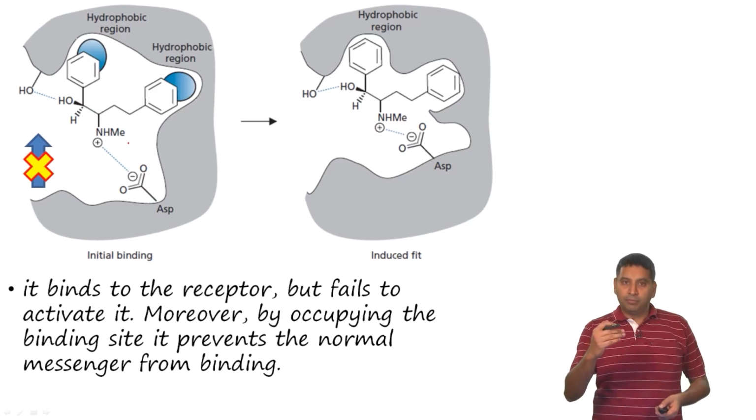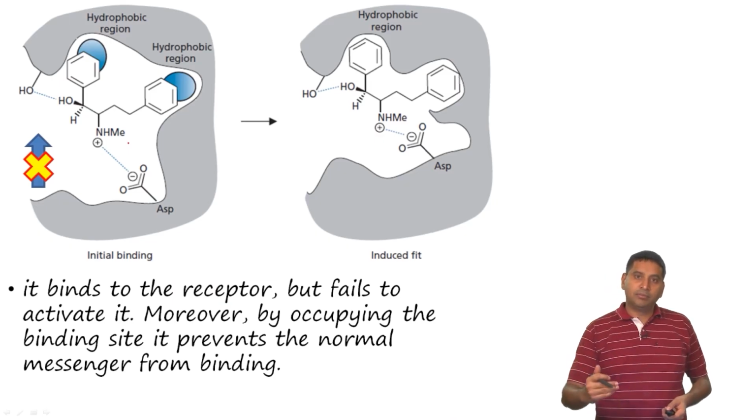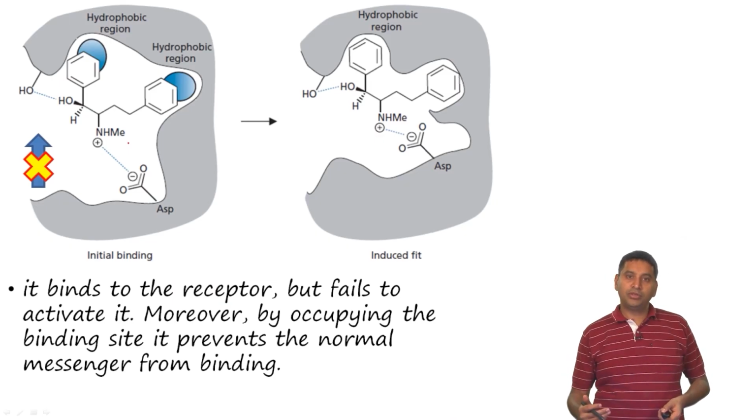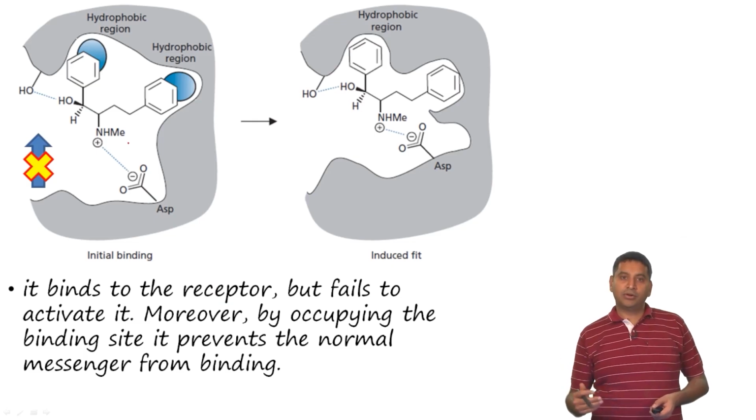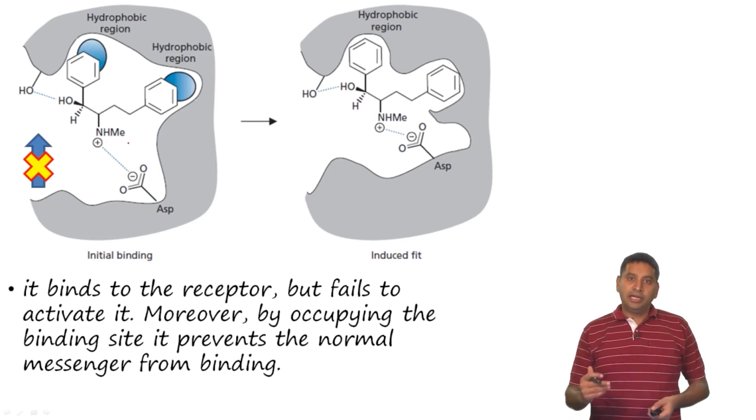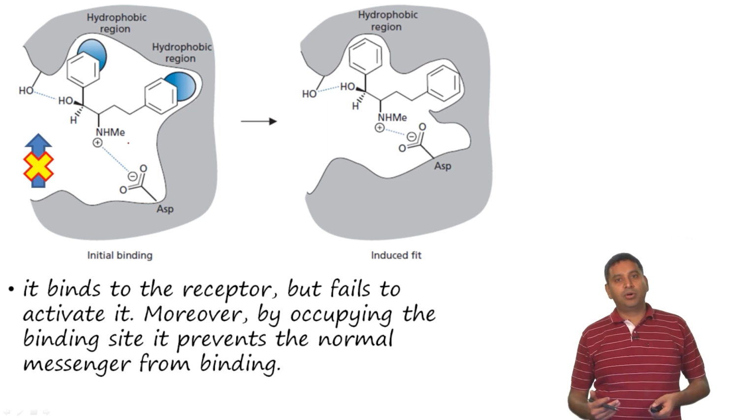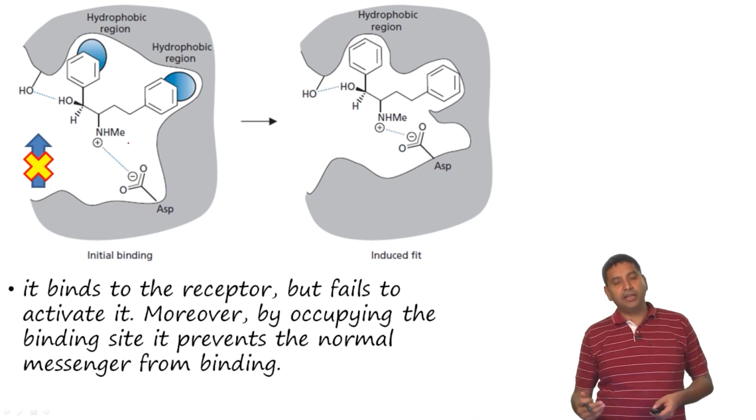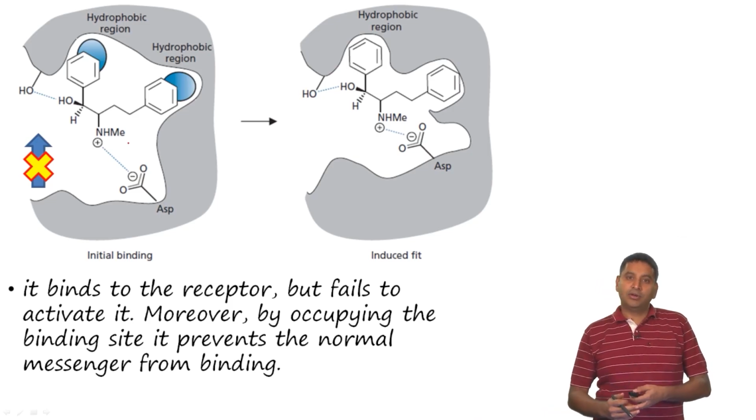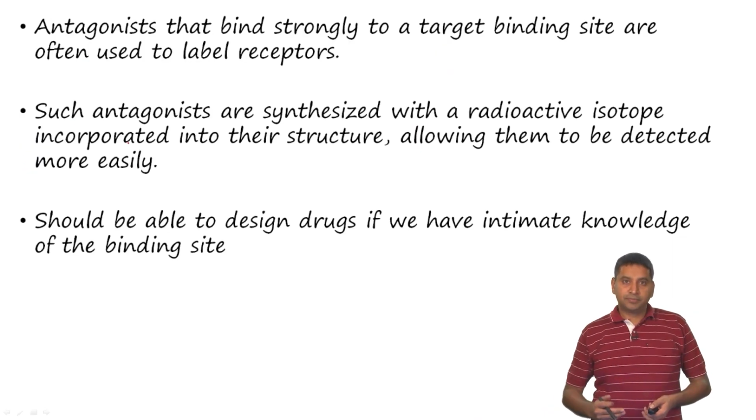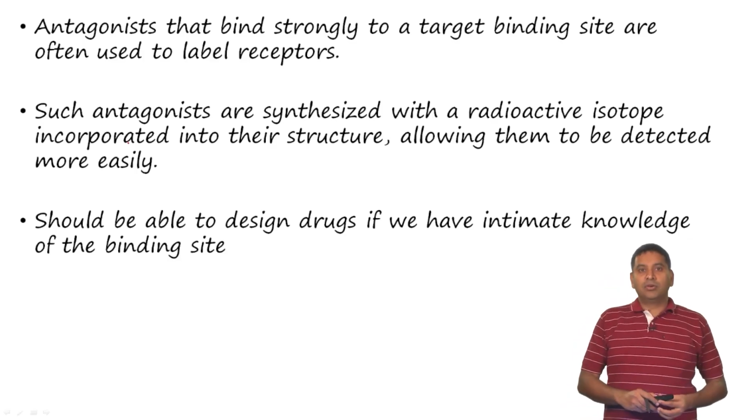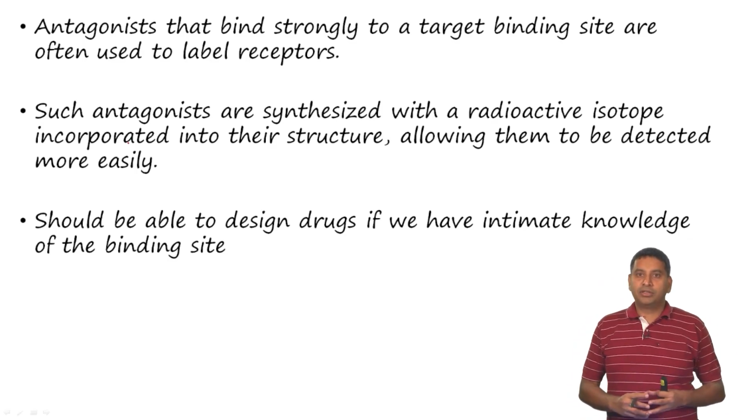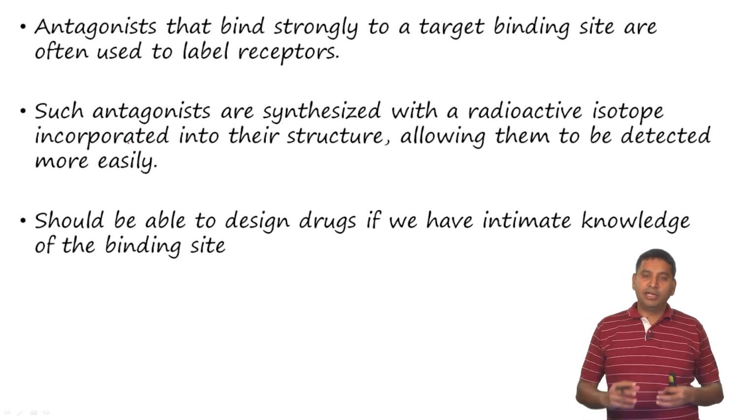Now, because the antagonist is bound to the binding site of the receptor, it prevents a new chemical messenger from coming and binding to it. And because it prevents the new one from binding, it acts as an inhibitor or an antagonist. Okay. So, antagonists that bind strongly to the target binding site are often used to label receptors.